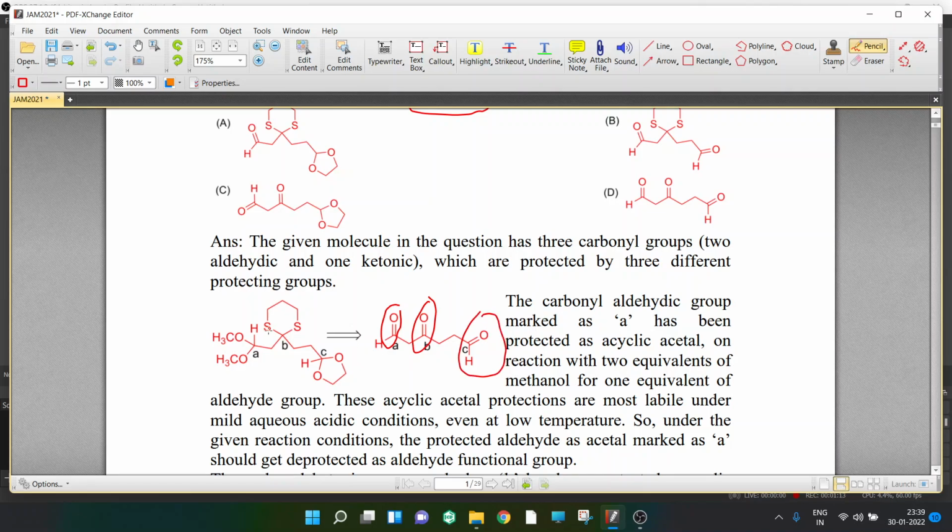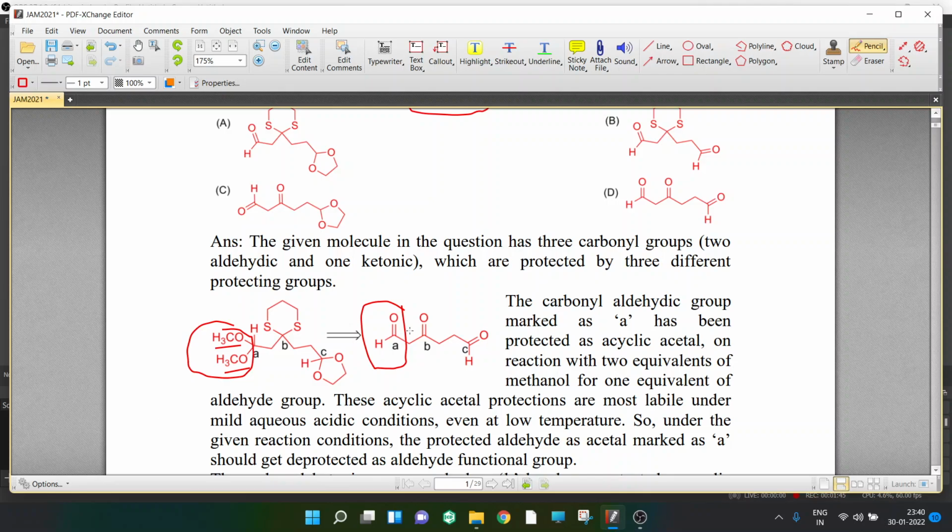You are protecting with acetal protection. So you know what is acetal. If you add 2 molecules of alcohol on a carbonyl group, they both go and attack. So see here what has happened. You have added 2 molecules of CH3OH, methanol, in it. So it has gone OCH3, OCH3. 2 of them are added, and so it is forming an acyclic acetal like that.